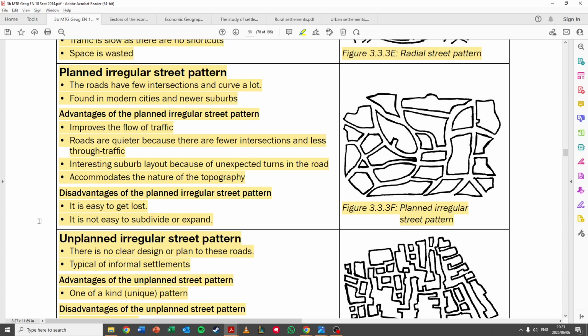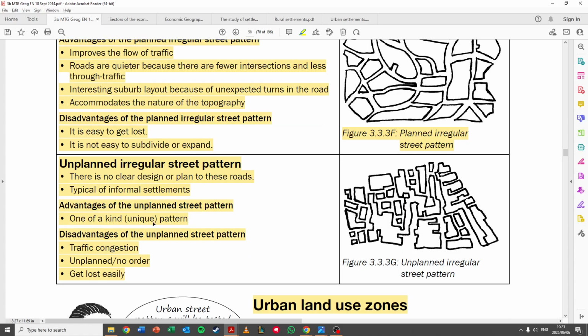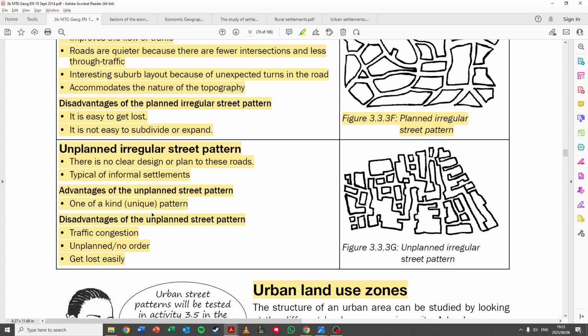If you take the example of your destination being in a certain direction, you can't guarantee with this particular street pattern that if you drive in a specific direction you are going to get to your destination, because you don't really know which road you always need to take. And then it is not easy to subdivide or expand. So typically once it is settled, it's going to stay like that.